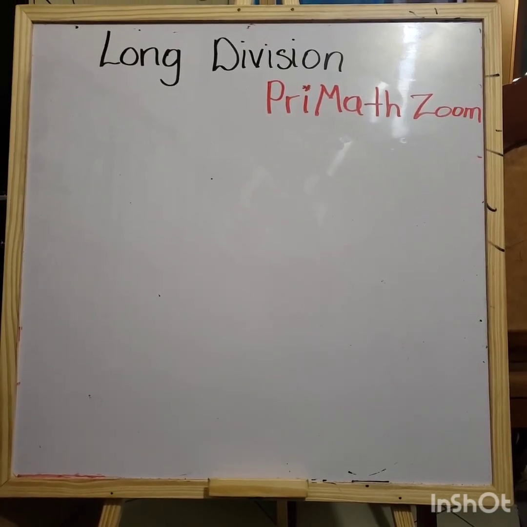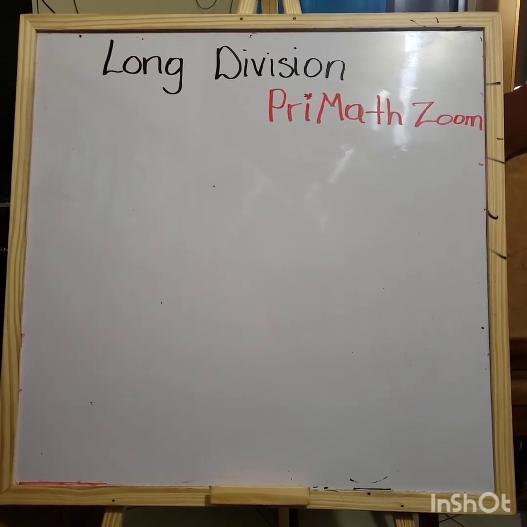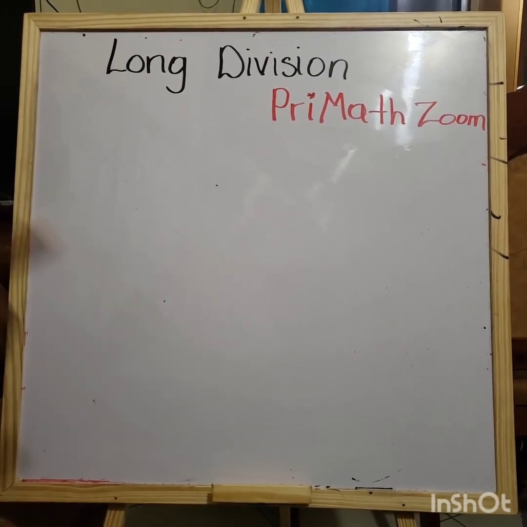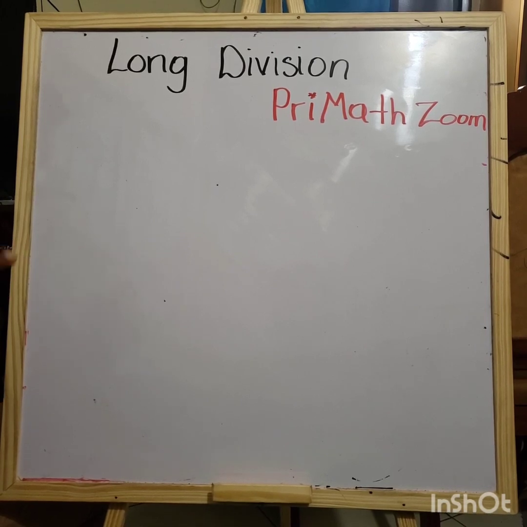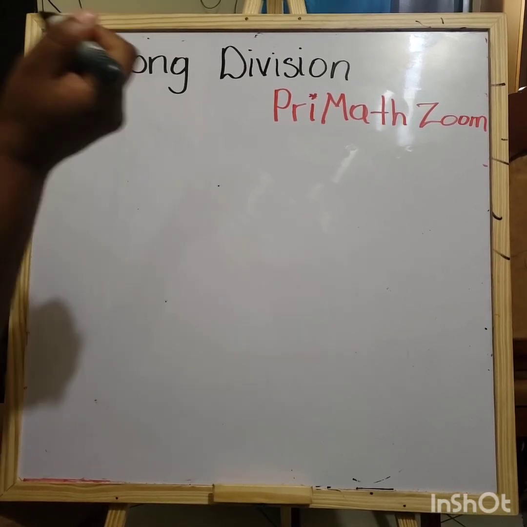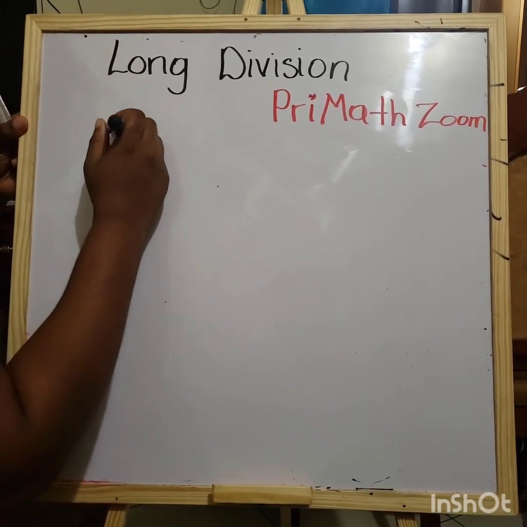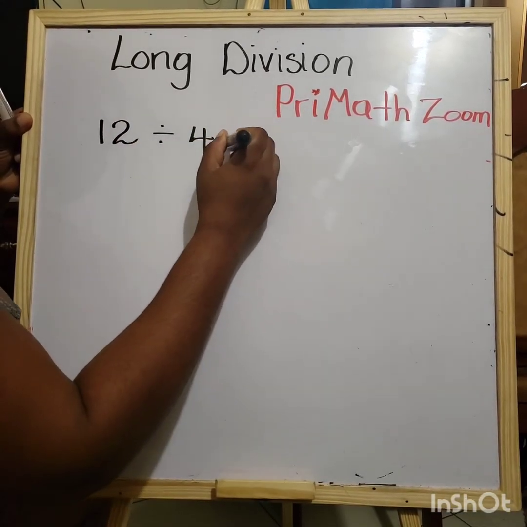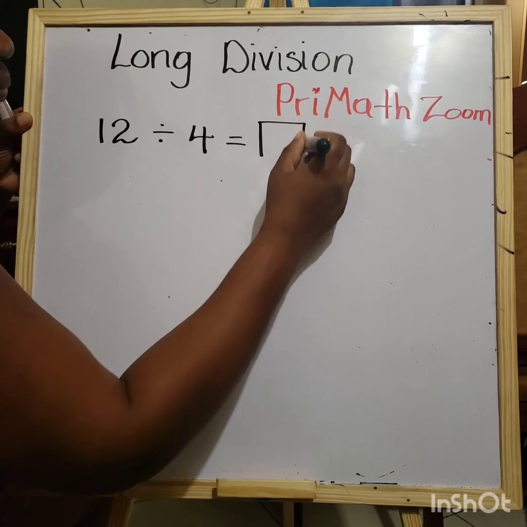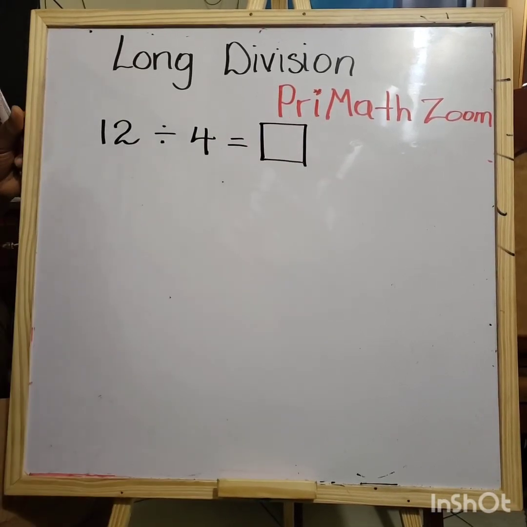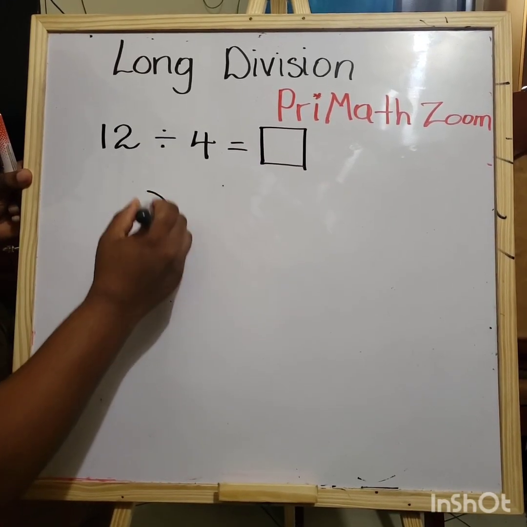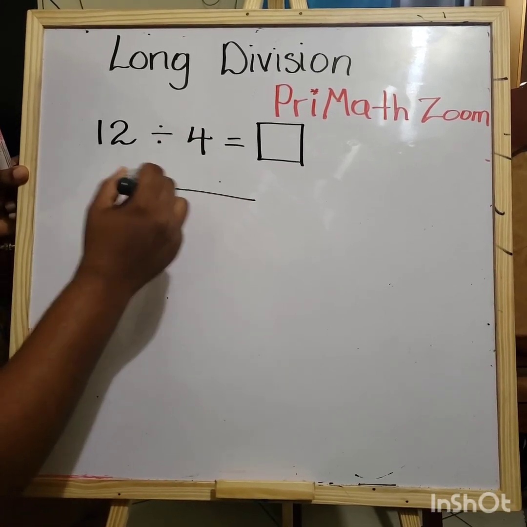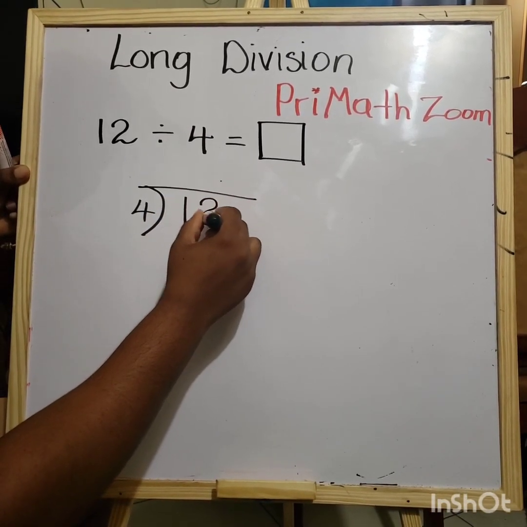Is long division, and we're going to see the different ways that we can represent the remainder. So let us start with this first one that will not have a remainder. This first one will be 12 divided by 4 equals box. Okay, let's draw up our division thing. Divisor goes right outside, the dividend right here.